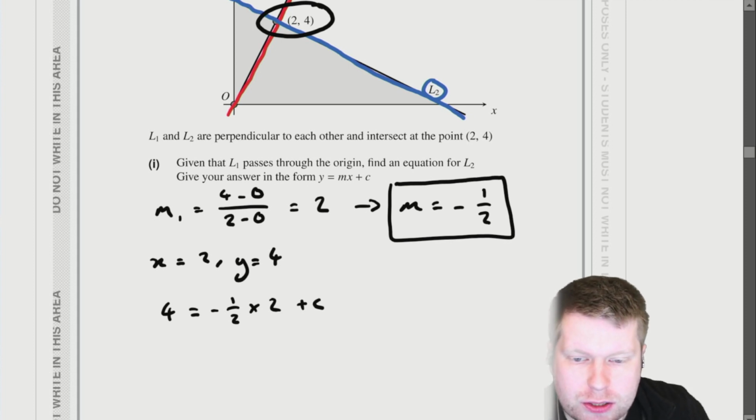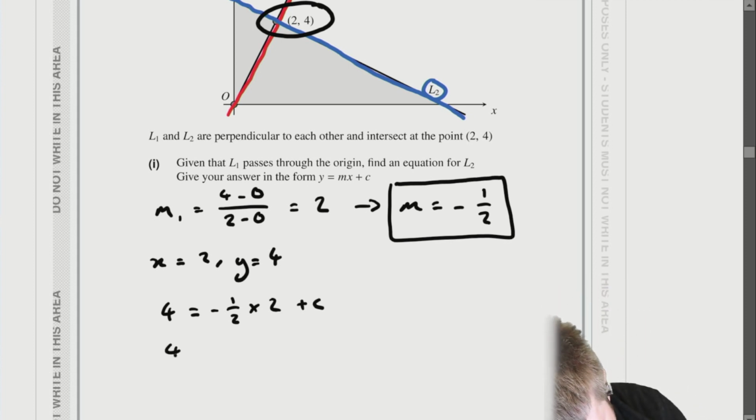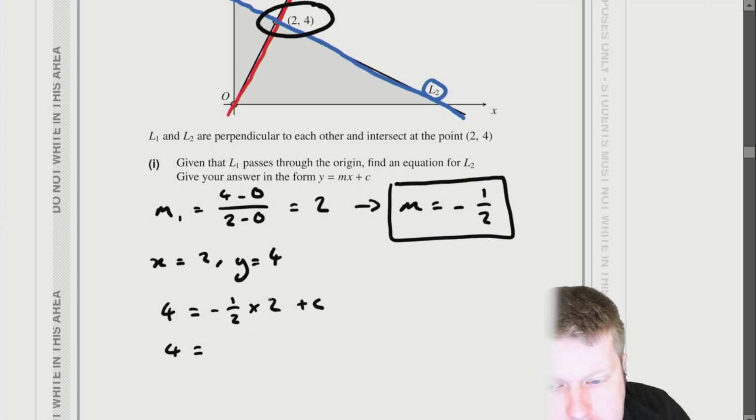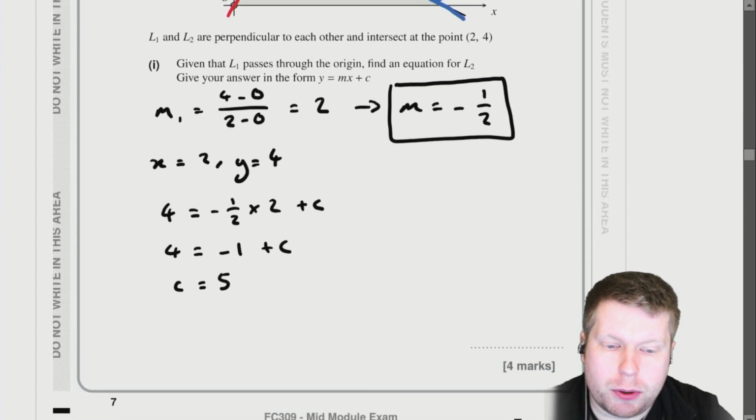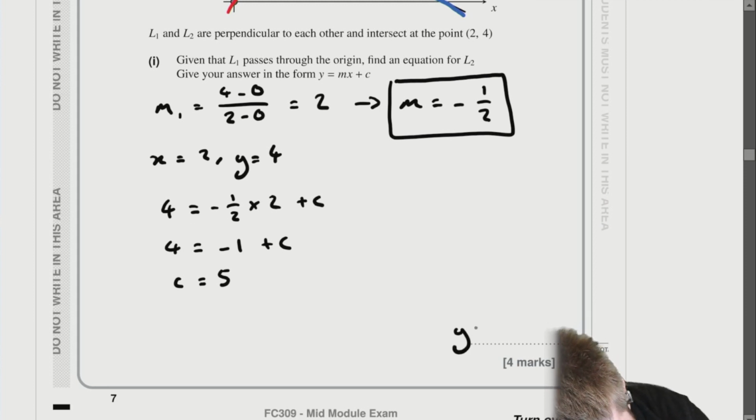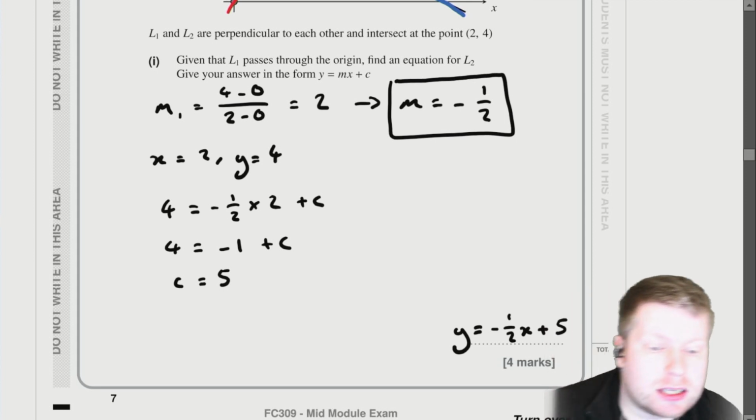I can then rearrange this to figure out what the value of c is. So I've got 4 is equal to, well, -1/2 times 2 is -1, add c. So if I figure out what the value of c is by adding 1 to both sides, I find c is equal to 5. So putting it all back together then, I have y is equal to my gradient, which is -1/2, times x plus my c, which I've just found is 5.